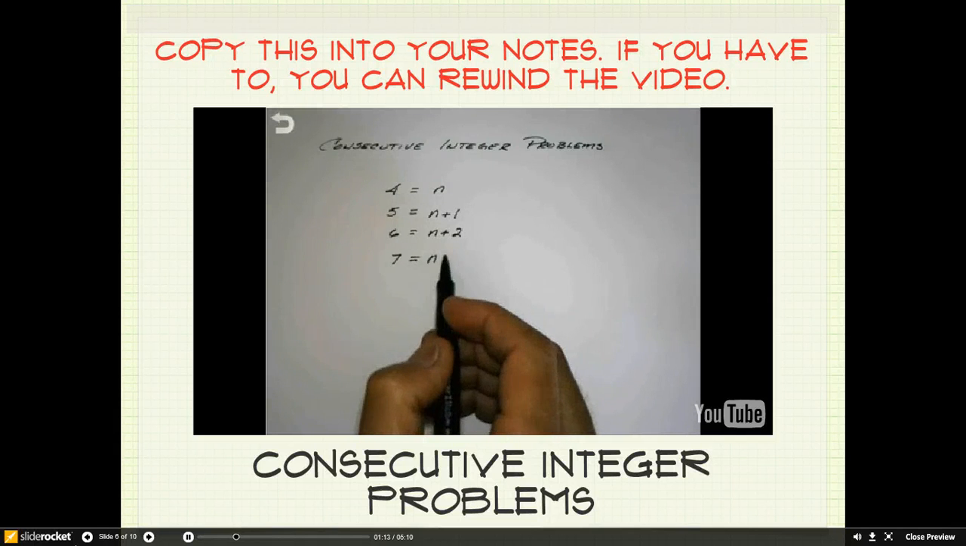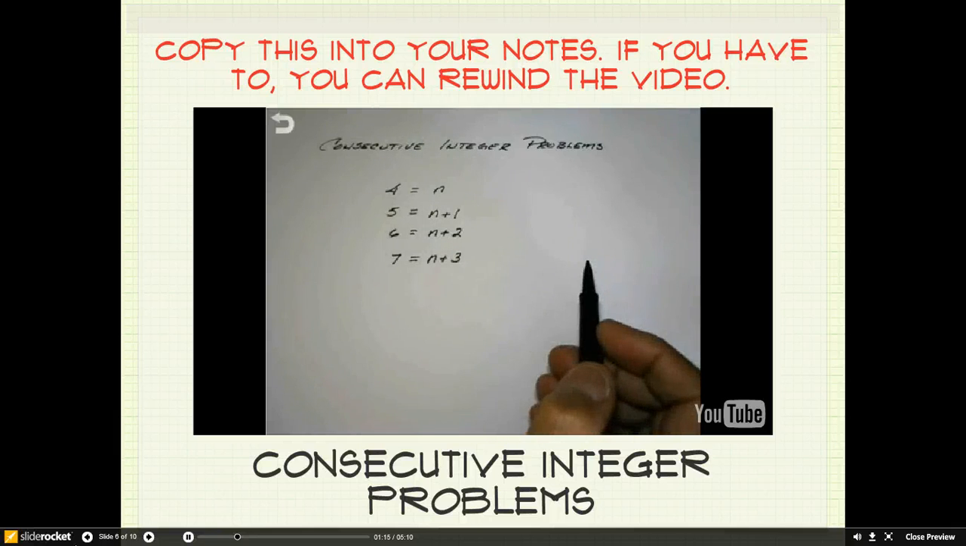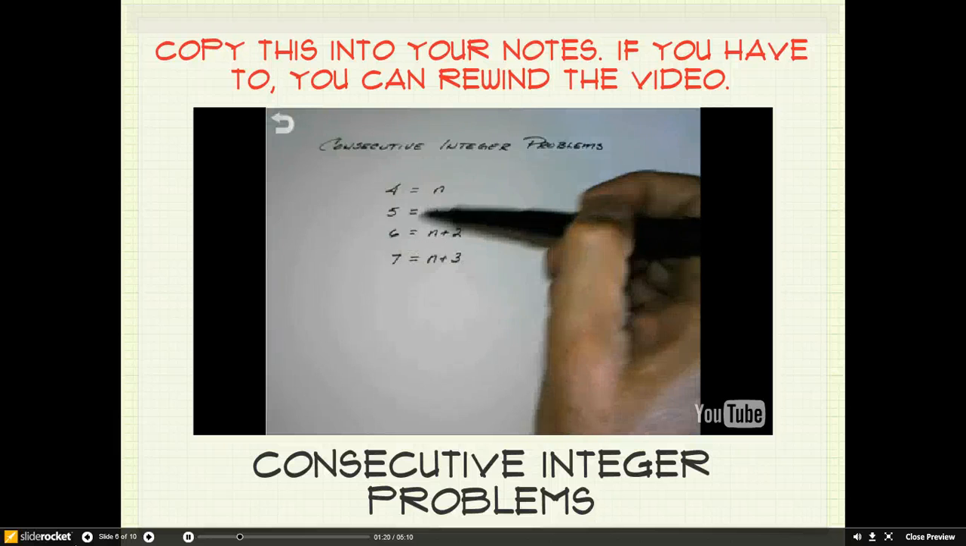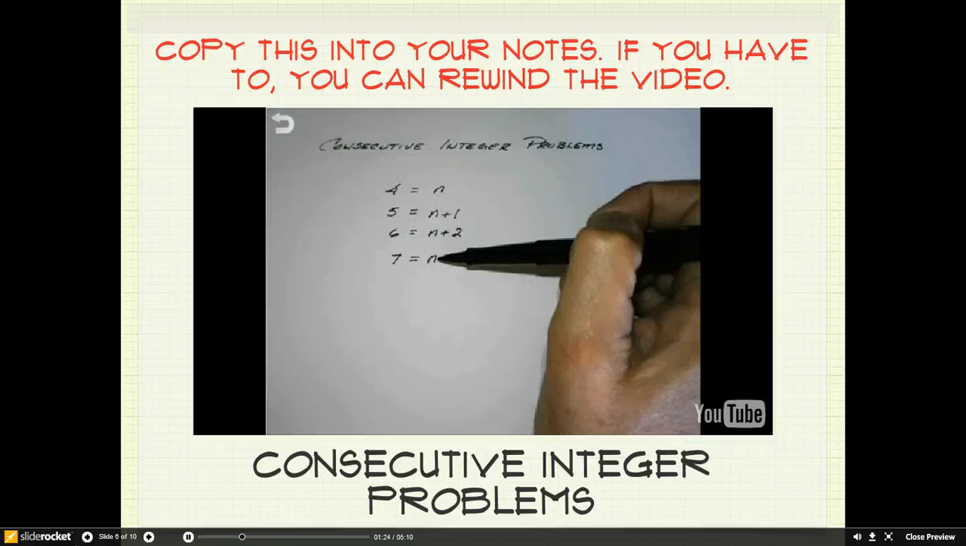Did you get n plus 3? All right. So these are consecutive numbers, but if we don't know ahead of time what they are, we can express them like this: n, n plus 1, n plus 2, n plus 3, and that always works.